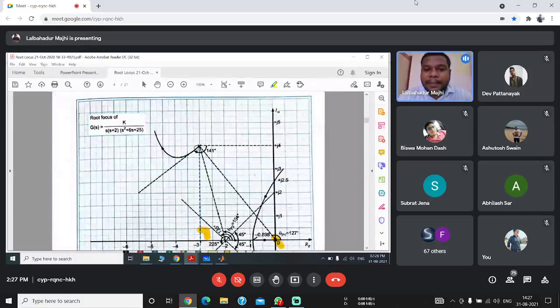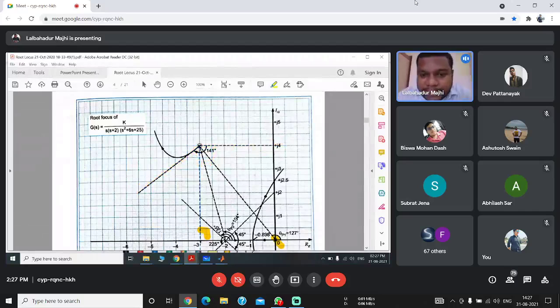Right, we are departing from the upper complex pole, so the angle of departure is minus 141 degrees. So we have to draw this minus 141 degrees with respect to this line. You have to draw this minus 141 degrees, so this is our minus 141 degrees. Clear?